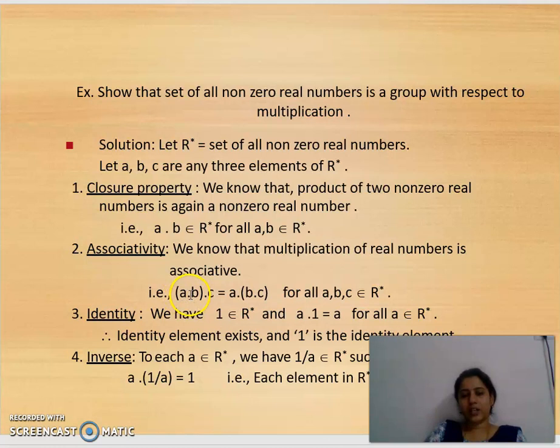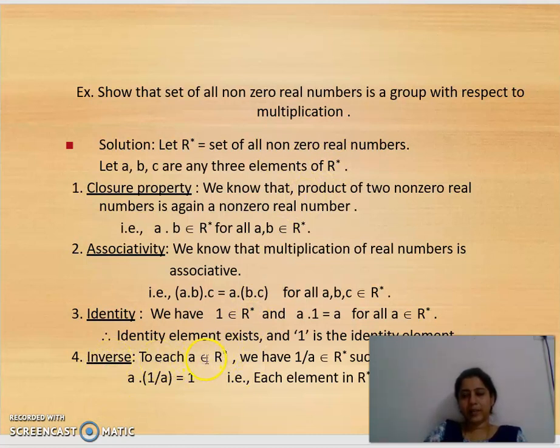So (a · b) · c is equal to a · (b · c) for all a, b, c belonging to R. And what is the identity element? You multiply the identity element with any real number, and you must get the same real number. So here 1 is the identity element. Why? Because any real number multiplied by 1, you'll get the same real number. So the identity element exists for this algebraic structure. And what is the inverse?